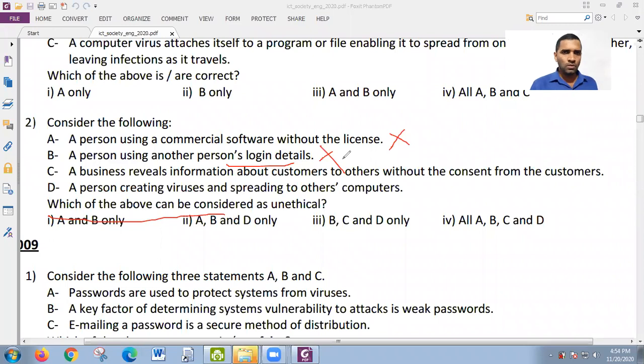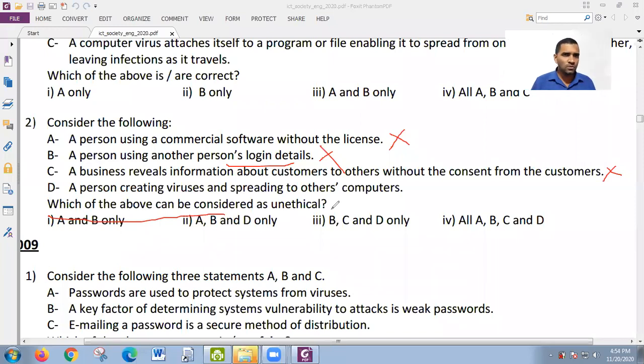Can you give them? No, right? That is unethical. Without the customers' permission, without the consent of the customers, you cannot give that information to others. So this is also unethical, right? Last, a person creating viruses and spreading them to others' computers.